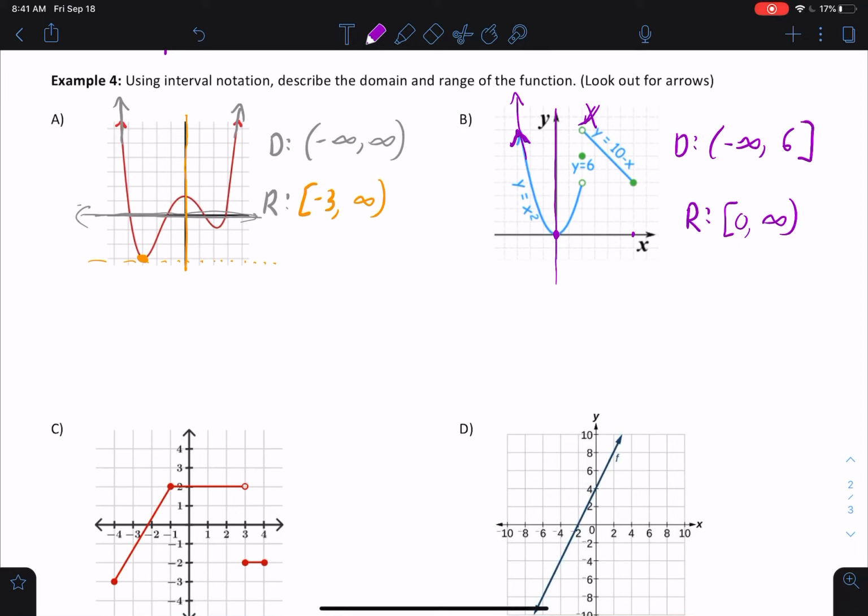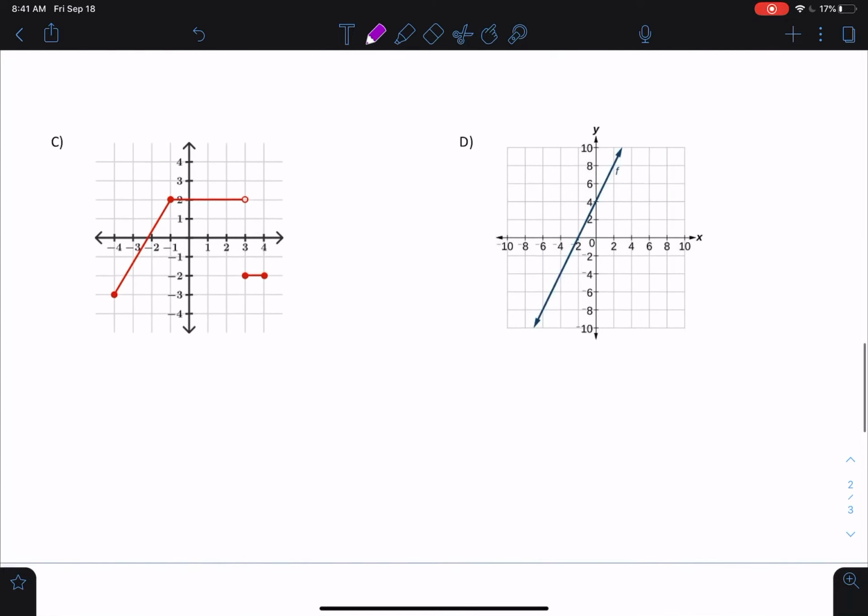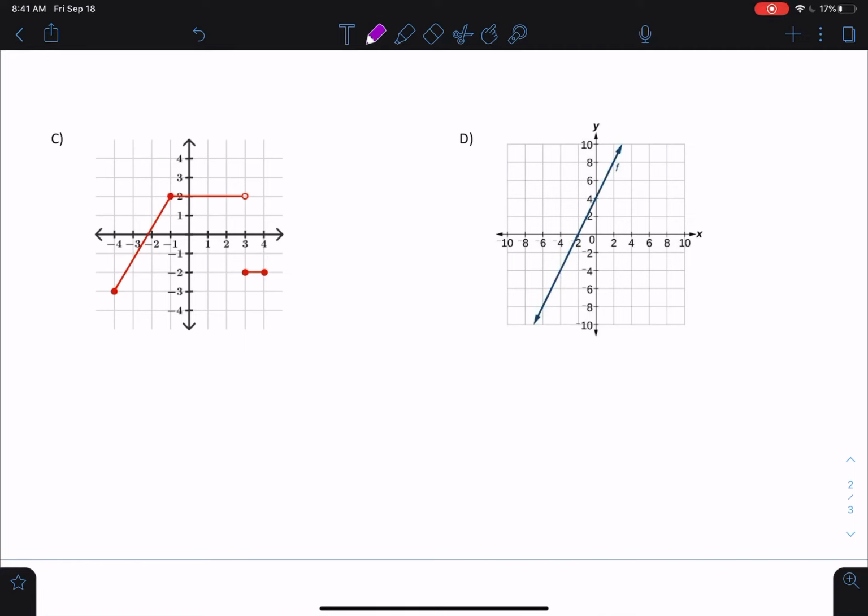For domain and range, you're just thinking about what your possible inputs, the x values, and your possible outputs, the y values, are, and then we use interval notation to represent that. I've got C and D down here, and I want you to try these. Pause the video and try to identify the domain and range for these graphs.